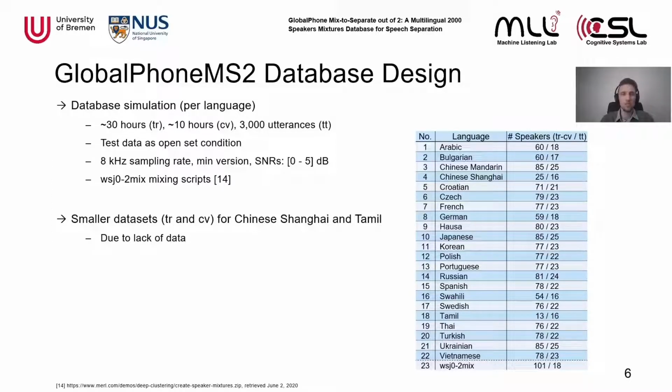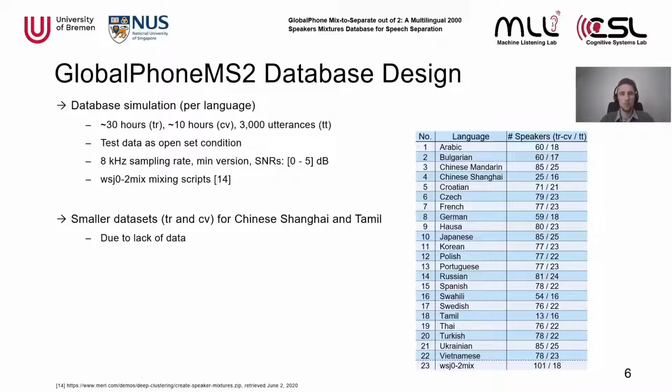Therefore, we decided to adopt the strategy which has been used to create the Wall Street Journal 0-to-Mix database. More precisely, for the GlobalPhone MS2 database, we defined a fixed test set size of 3,000 utterances, and for the training and validation sets, we combined speaker utterances until the set sizes matched 30 and 10 hours respectively. While the speakers in the training and validation sets are the same, the test sets comprise different speakers, and this leads to an open set condition for the test scenarios.